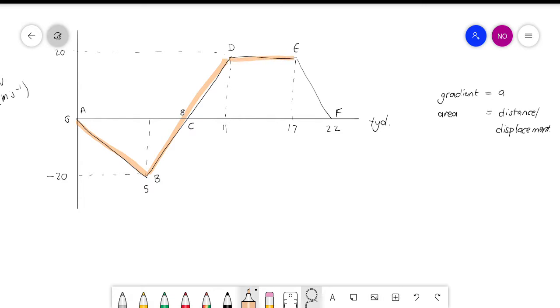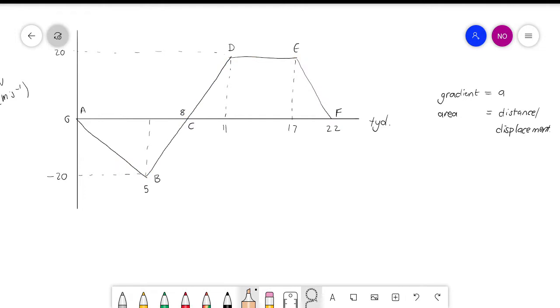Nul. Beteken dat die karretjie beweeg nie meer nie. It's still moving, but it's moving at a constant velocity of what? 20. Onthou as hy hier gelê het, dan het hy stil gestaan. Né? Nee? Maar hierdie ene staan nie stil nie, hy beweeg teen 'n konstante snelheid. And then here he decelerates again. Do you guys see that that is a deceleration? Want hy's 'n negatiewe lyn. Do you guys see that? We need to start interpreting the graphs that we're looking at.